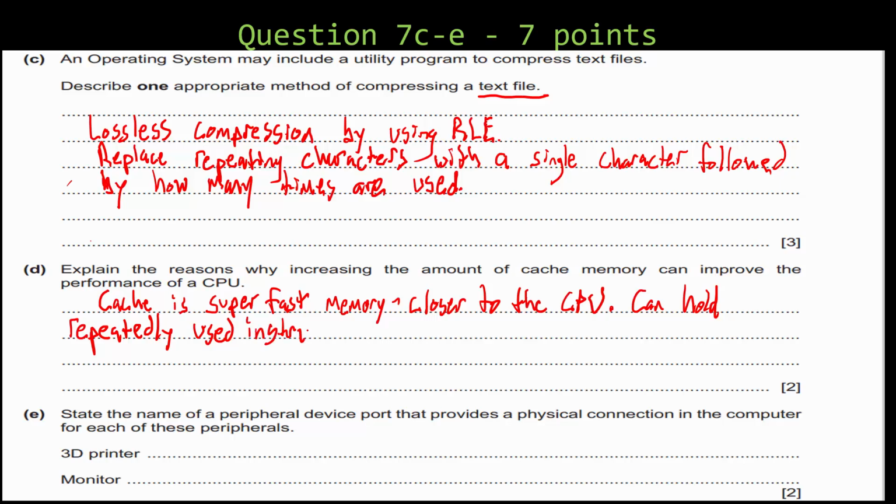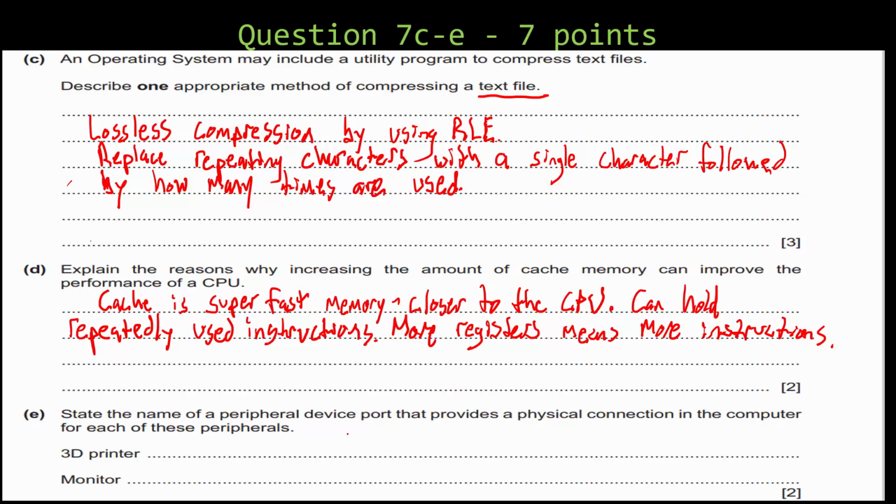And you can increase it even more by having more registers. So more registers means more instructions that can be held. And the CPU isn't sitting idle waiting for the information to come in from the RAM. So lots of cache memory is great.